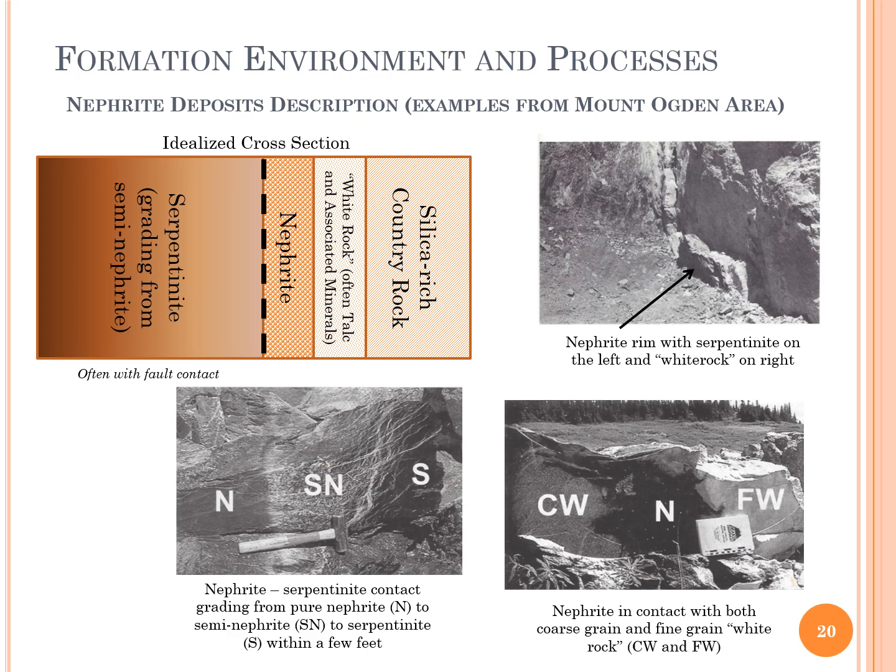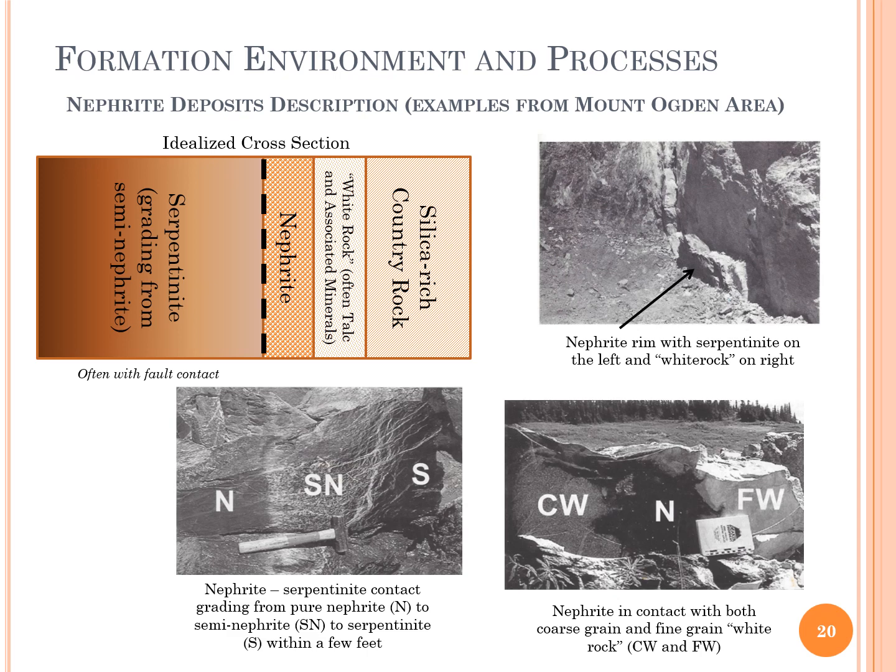So what do we see in this photograph to the right? Well, it's black and white, so some of the colors you're going to have to interpolate. But on the left, you see a thick greenish block of rock. That's the serpentinite, and you see with the arrow pointing to a rim, or almost a dike-looking type block of rock that's blocky. That's the nephrite. And then to the right of that, you can get a sense of the character changing again. That is the white rock, in this case talc, that's in contact with the nephrite. And then off to the right is the silica-rich country rock.